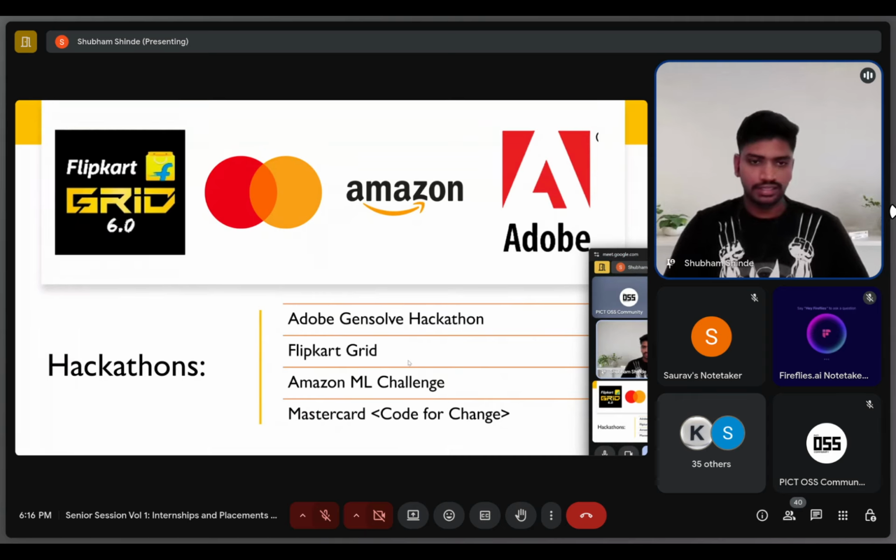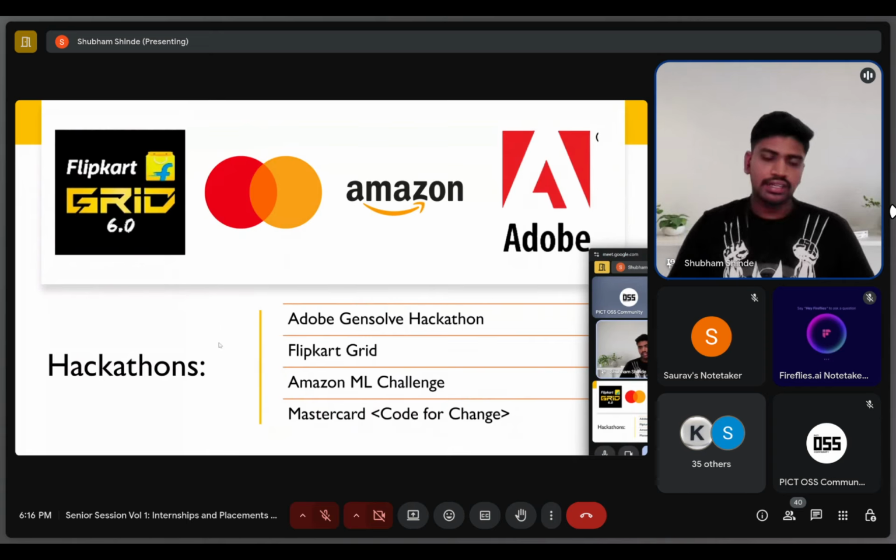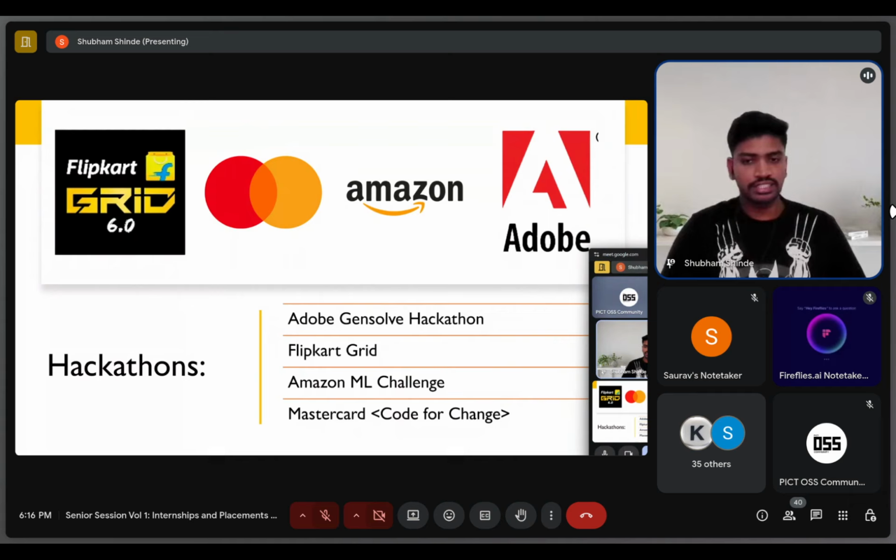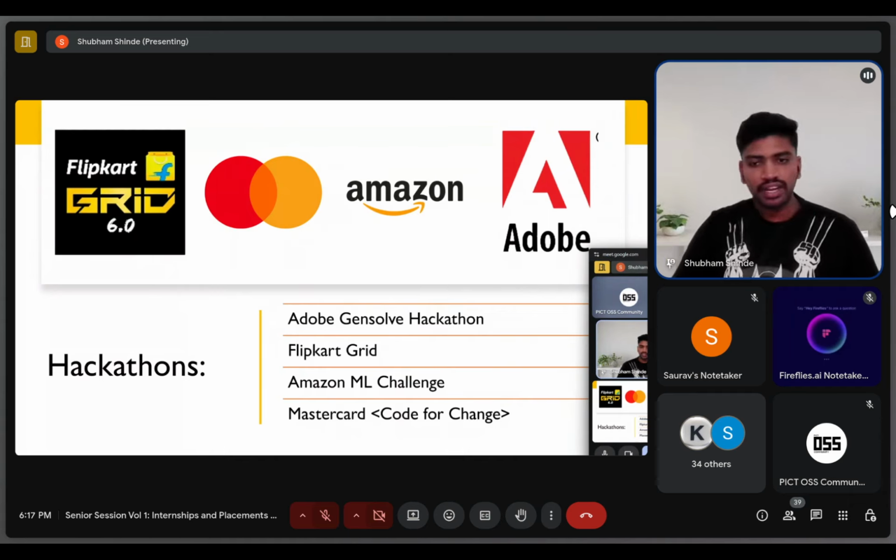Another one is the Flipkart Grid. The Flipkart Grid hackathon started in 2019. They have conducted hackathons over 7 years, and their pattern is the same: first two rounds are online assessments, then a PPT round, then a project presentation round, and then the final round.